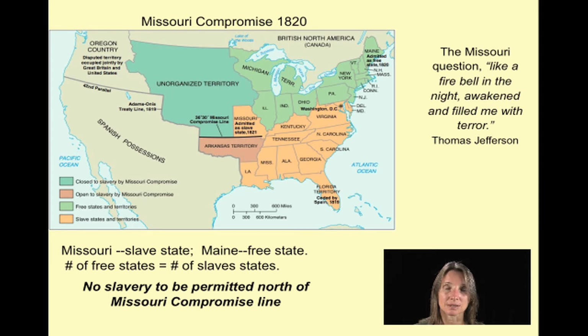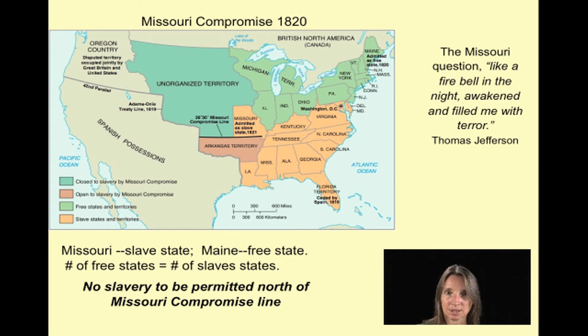And finally, they were rescued by the fact that Maine, which had been a part of New Hampshire, requested to be its own state and break away from New Hampshire. So it did. And that meant that you could get 1 free state and 1 slave state. So now, after the Missouri Compromise, you have an equal number of free and slave states, 12 now.